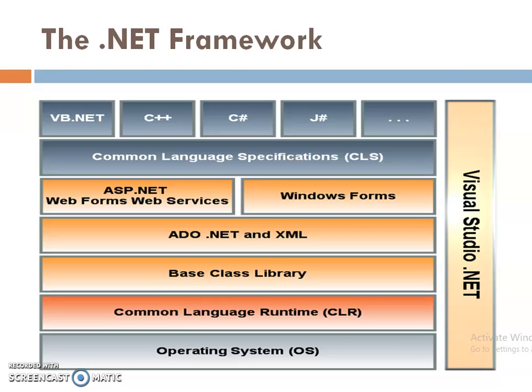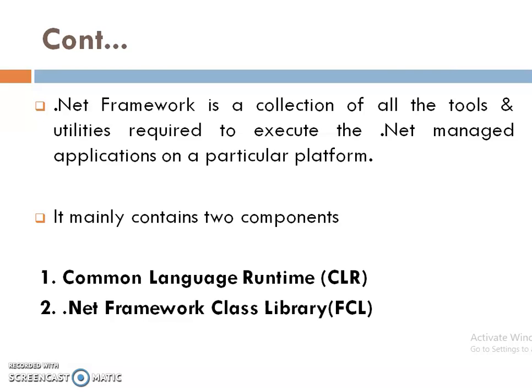This is the image of .NET Framework components. The last component is the operating system and the first component is different types of .NET languages like VB, C++, C#, J#, etc. .NET Framework is a collection of all the tools and utilities required to execute the .NET managed application on a particular platform. It mainly has two components. First is Common Language Runtime, CLR, and second is .NET Framework Class Library, FCL.